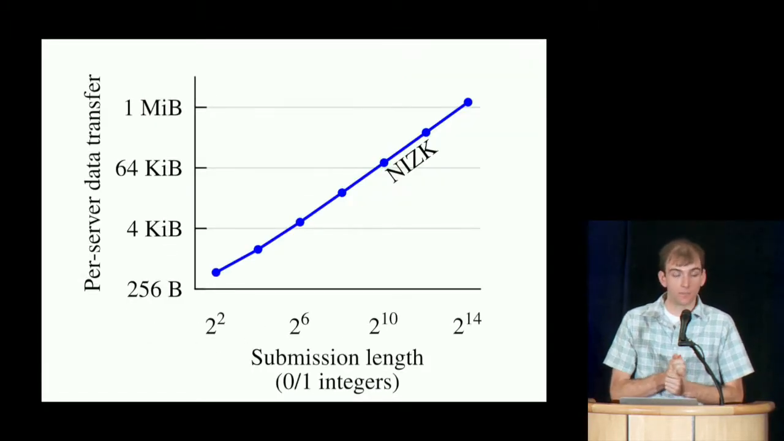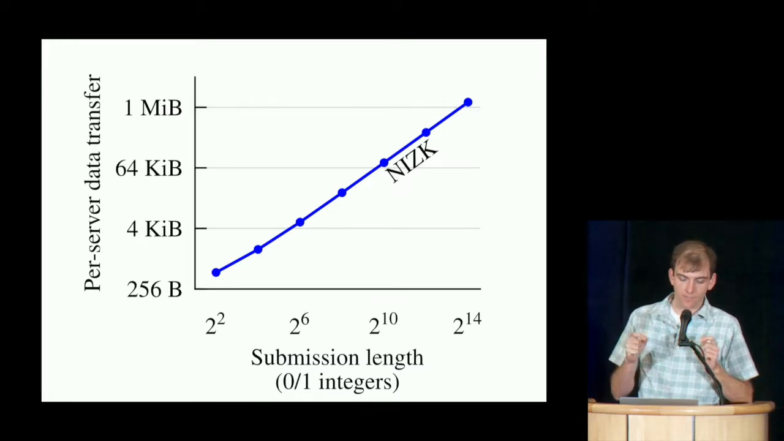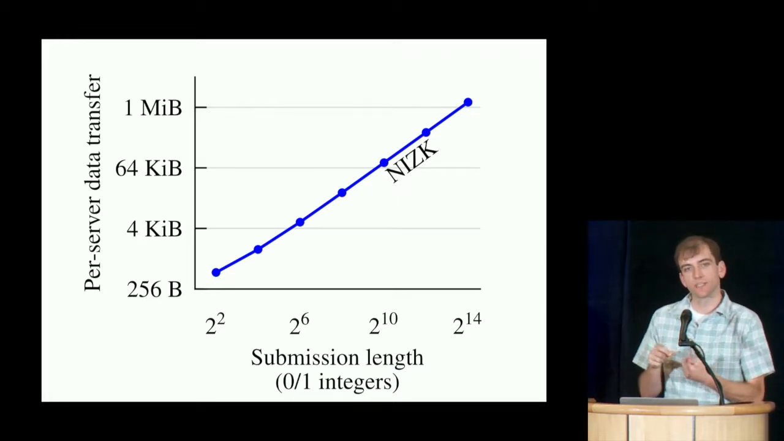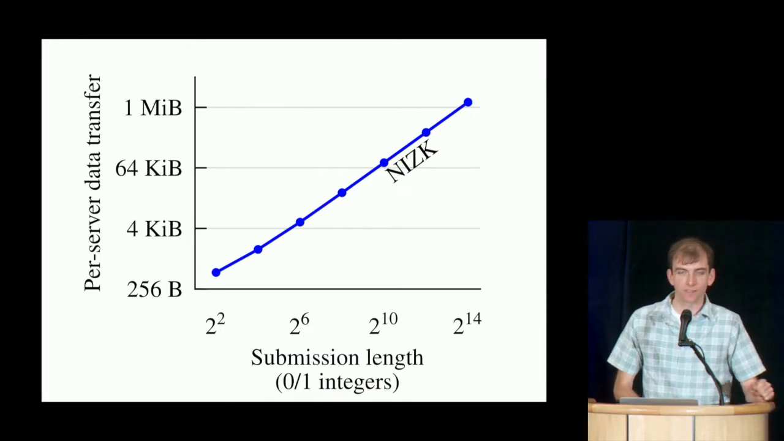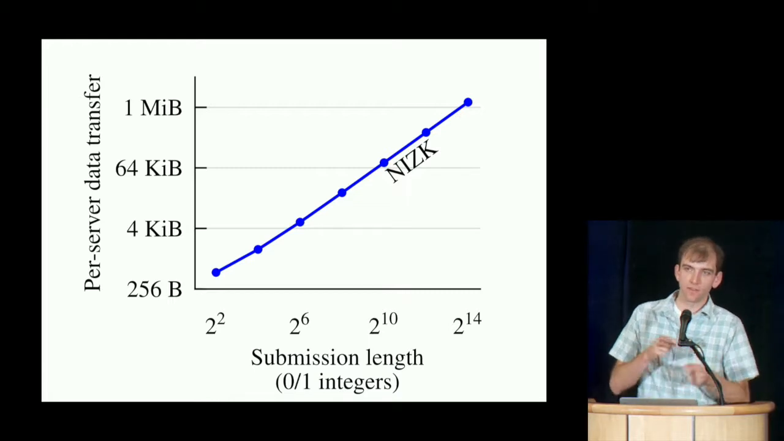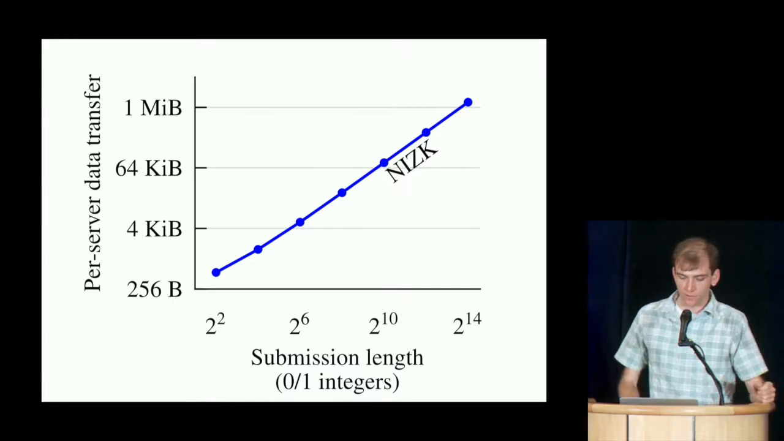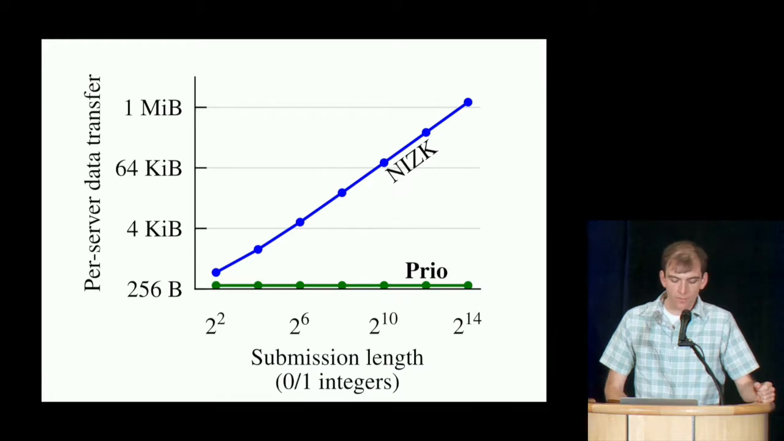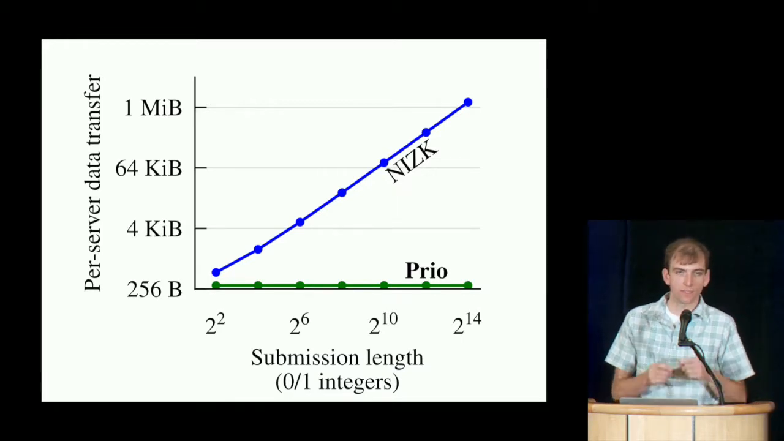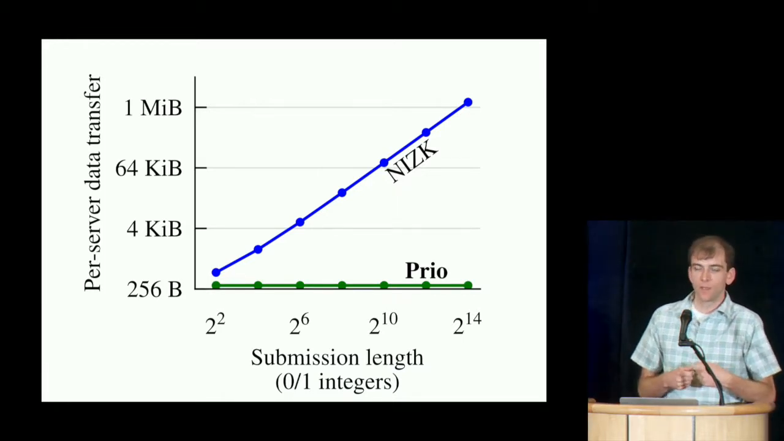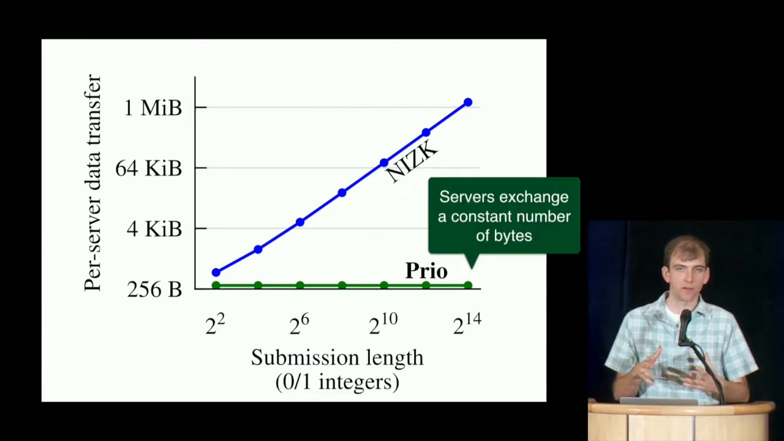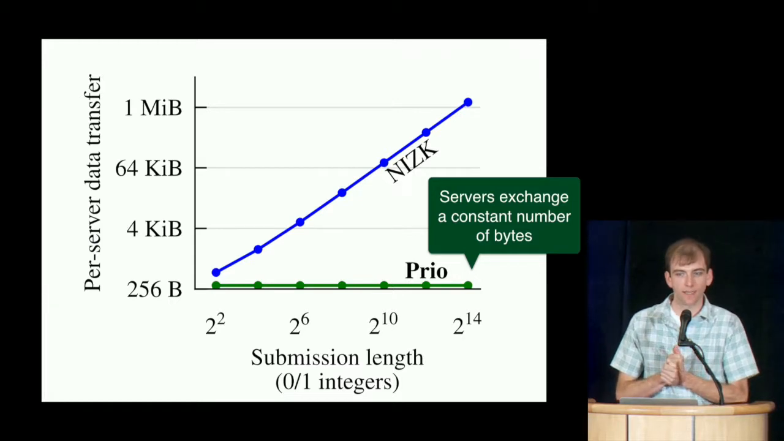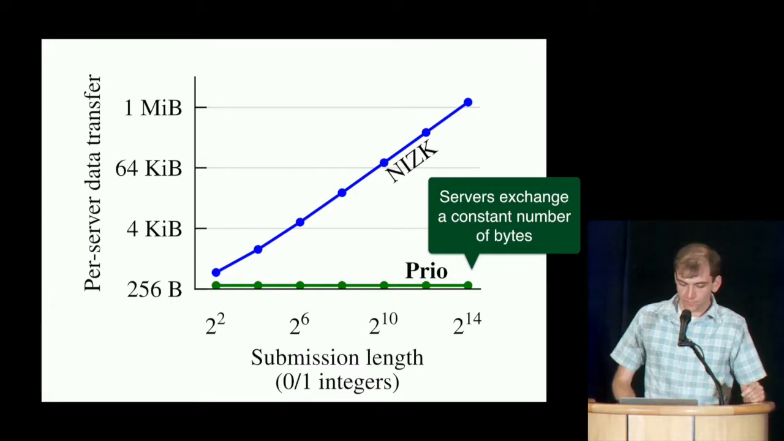In terms of the bandwidth consumption, the amount of bits that the servers need to transmit to each other to check a proof, this graph shows how the bandwidth consumption grows using the standard cryptographic tools. As the submission length grows, the amount servers need to communicate grows also. With Prio, the bandwidth between the servers is actually quite small. It's, again, a constant number of bits per client request. So this is why the performance is much better: the servers don't need to talk very much to check each client request.